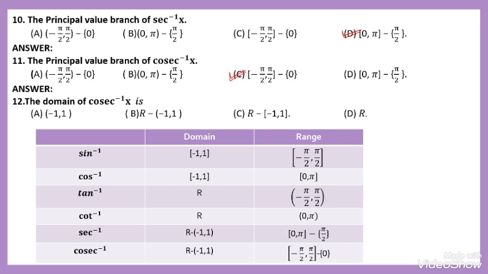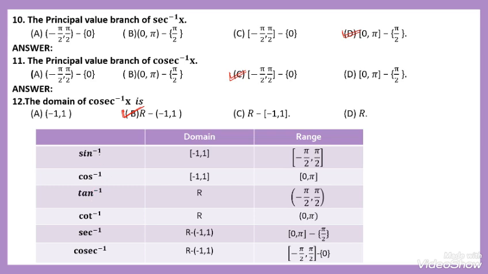Then the domain of cosec inverse x is R minus the open interval minus 1 to 1, that is, the real numbers except those between minus 1 and 1. Option B is correct.